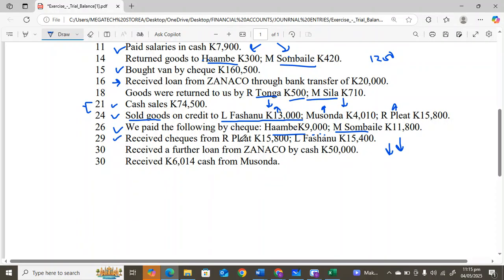Received checks from Araplit and El Fashanu. Remember, these guys, we sold them goods on credit. So now they are paying us. So what's happening here?